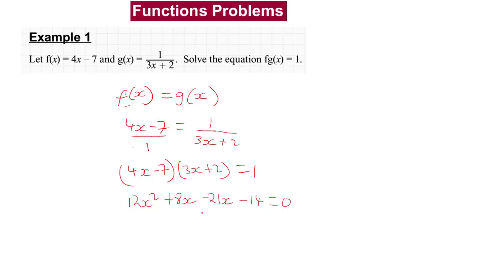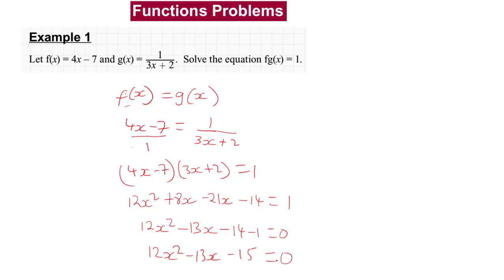Then all I need to do is to simplify here. I've got 12x squared, then 8x minus 21x, which is going to be minus 13x. Now this minus 14, what I can basically do is to bring the 1 over this side. So I've got minus 14 minus 1. And again, simplifying, I've got 12x squared minus 13x minus 15. Remember, minus 14 minus 1 becomes minus 15, and that equals 0.